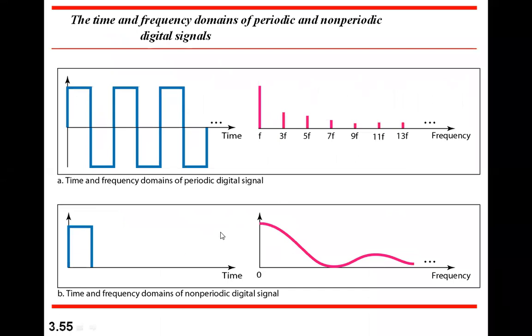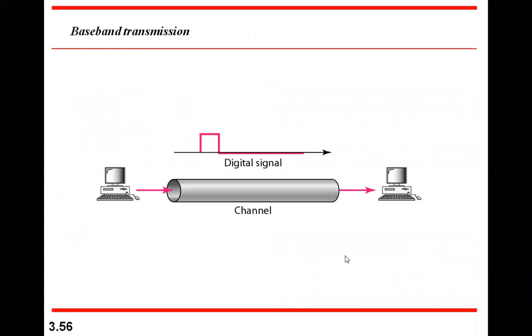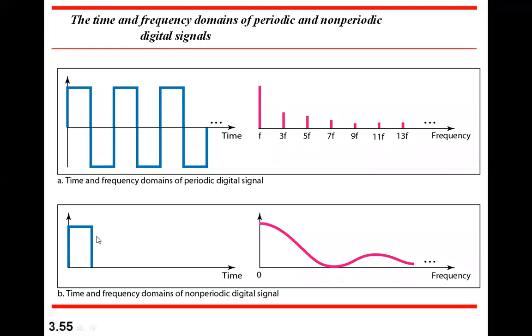This we have, of course, seen: continuous periodic digital signals and aperiodic digital signals, and how they can be represented in the frequency domain. Now, assume that this digital data has to travel through the medium. When one bit of information, which is represented as a pulse, is transmitted, it needs a large bandwidth right from 0.